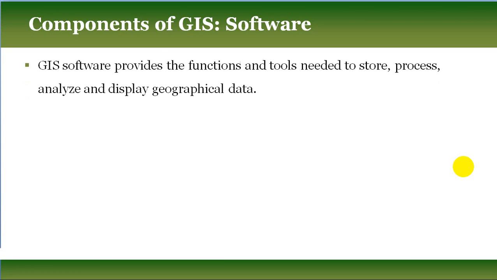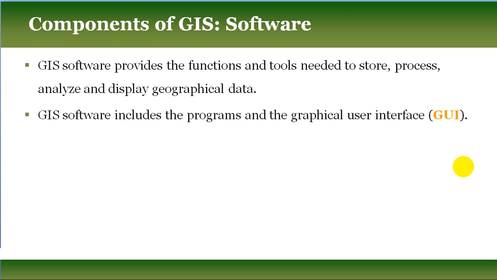GIS software provides the functions and tools needed to store, process, analyze and display geographical data. Ultimately, based on computer, everything will be performed by software, not manually. So data storing, data creation, data processing, data analysis and data display, everything we have to perform using GIS software.